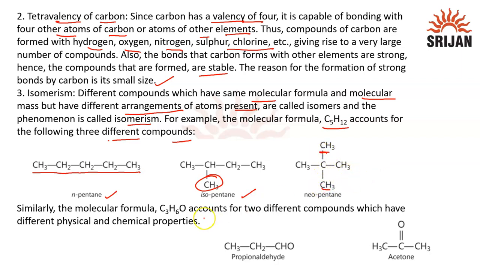This is neopentane. Similarly, the molecular formula C3H6O accounts for 2 different compounds which have different physical and chemical properties. See, the formula is the same, C3H6O, but one is propionaldehyde and the other one is acetone. So these are called isomers. I hope it is clear to you. Thank you.